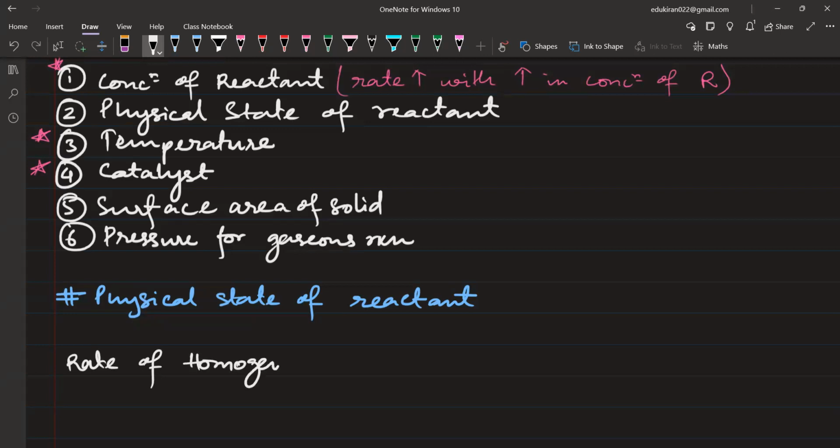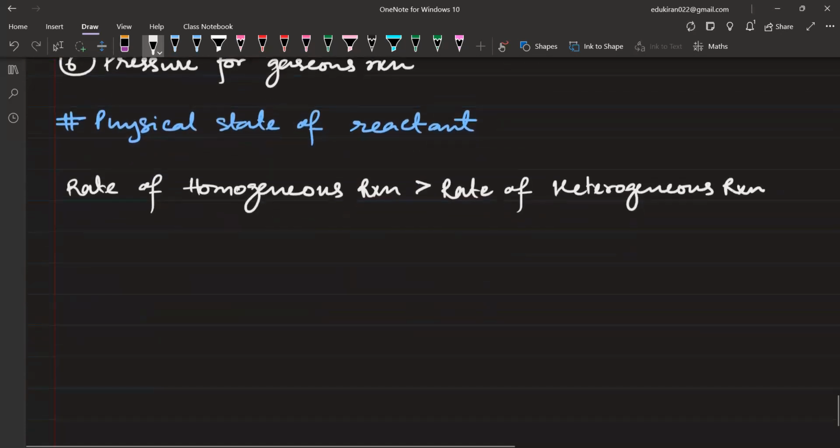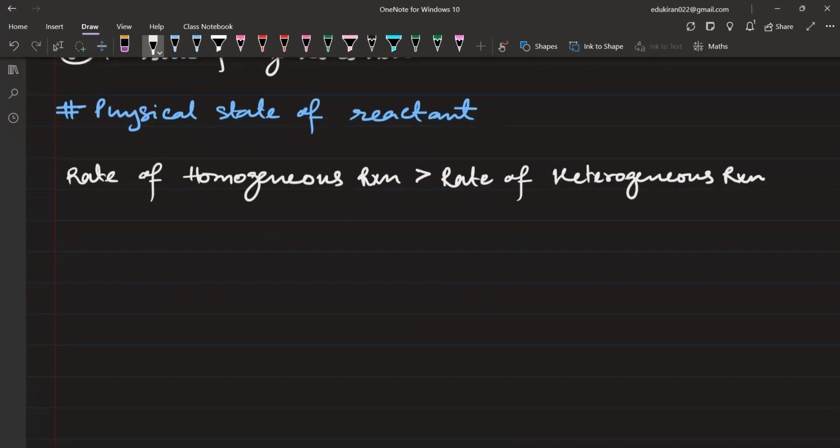The first thing is that rate of homogeneous reaction is greater than rate of heterogeneous reaction. Homogeneous reaction means all the chemical species involved in the reaction are in the same phase or same state. Hetero का मतलब अलग-अलग phases में. Now, obviously, since homogeneous is the winner, then let us look at in homogeneous reaction, what combination is going to give you the fastest reaction.